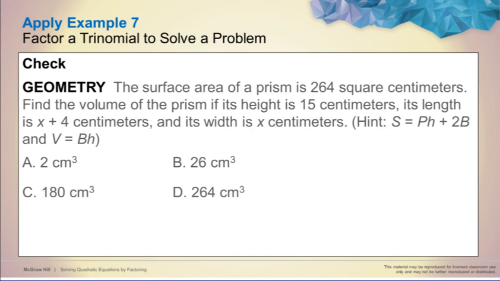Next, surface area of the prism is 264 square centimeters. Find the volume of a prism if its height is 15 centimeters, its length is x plus 4 centimeters, and its width is x centimeters. Hint, surface area equals perimeter of the base times the height plus 2 times the base, and the volume is base times height.